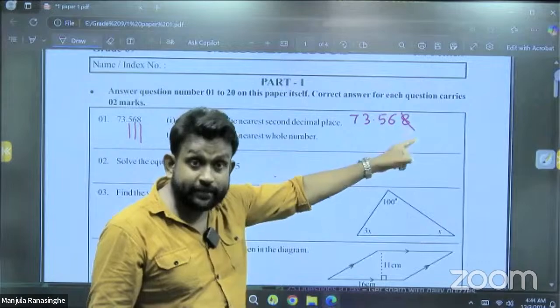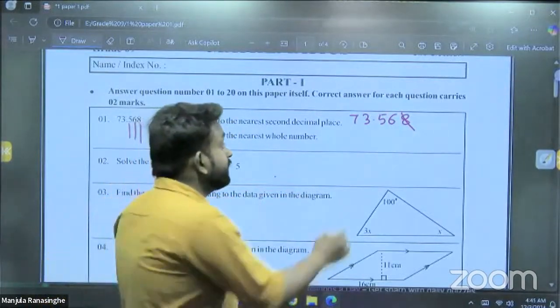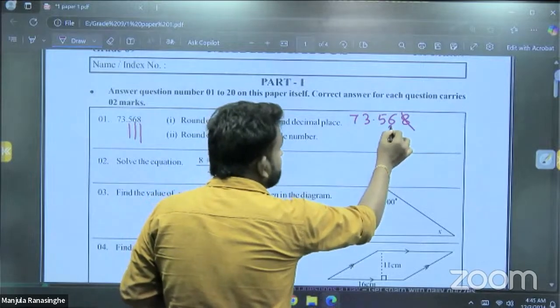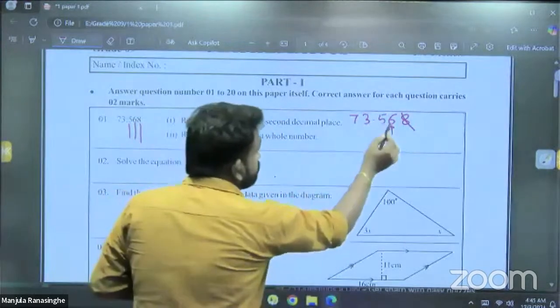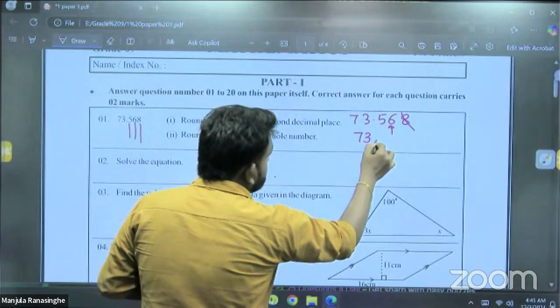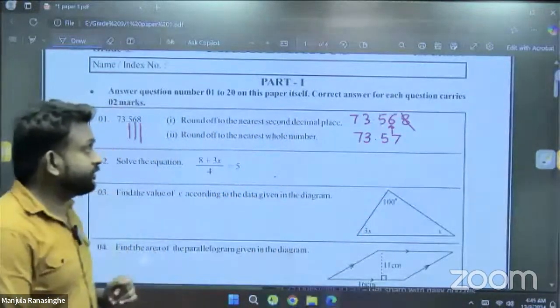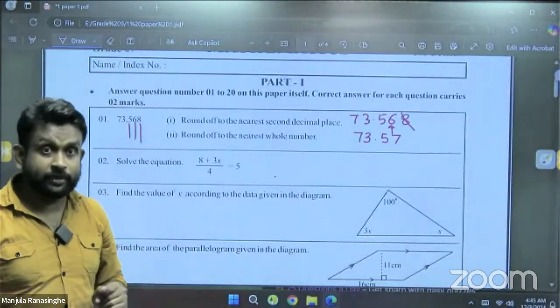So we are cutting 8. So 8 is 5 or more than 5. Then we have to add 1 to the second decimal place. So the second decimal place 6 becomes 7. Then the answer is 73.57. So 1 mark there.